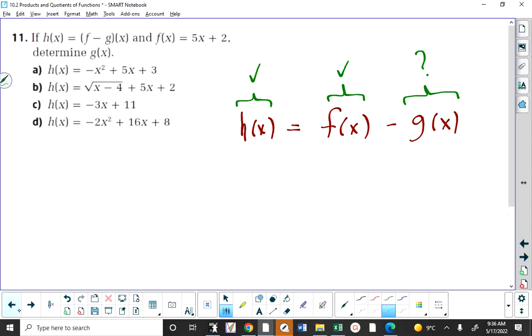Good? So what we can do is we can just put this in here. We can put h of x in. You said c, am I right? So I can put negative 3x plus 11 in for h of x. F of x, we're told, is 5x plus 2 minus g of x. So we're going to solve this equation for g of x. G of x right now is on the right-hand side and it's negative. So I'm going to add it to the other side where it becomes positive g of x.